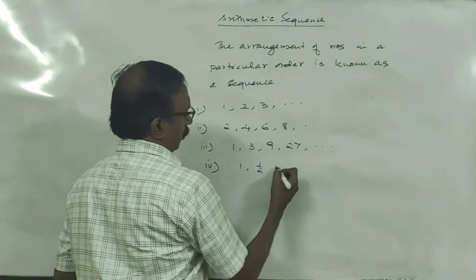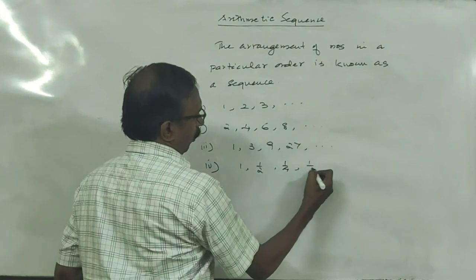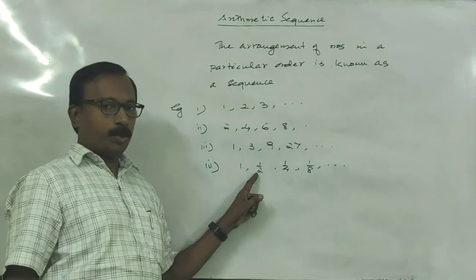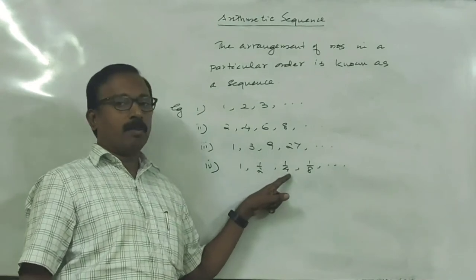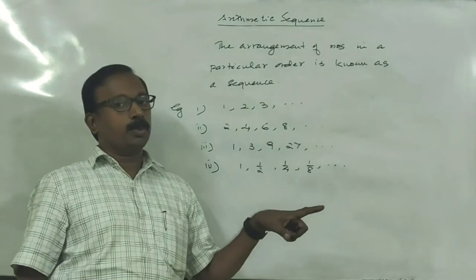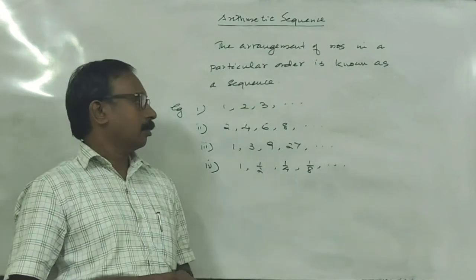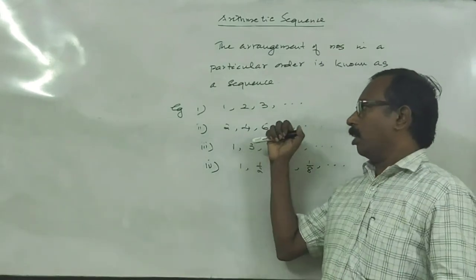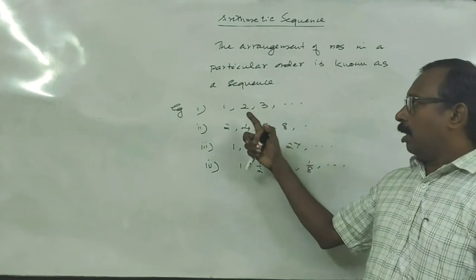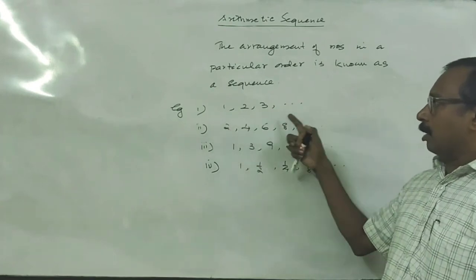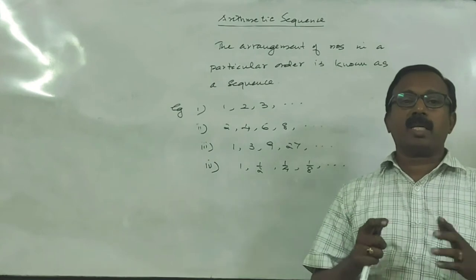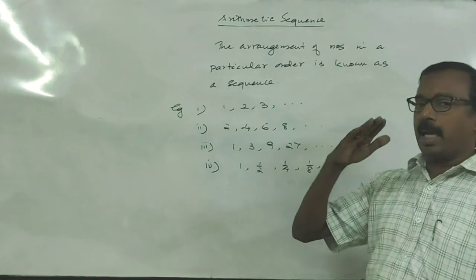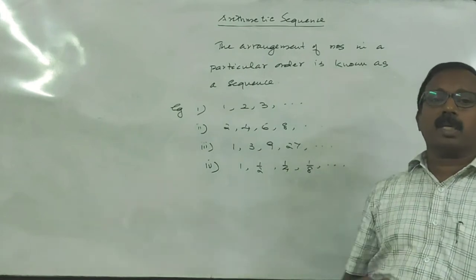Next is 1 by 2, 1 by 4, 1 by 8, etc. Here, 1 into 1 by 2 is 1 by 2, 1 by 2 into 1 by 2 is 1 by 4, 1 by 4 into 1 by 2 is 1 by 8, etc. These are all sequences. And some of these sequences are known as an arithmetic progression, or arithmetic sequence, where each number is obtained by adding a fixed number to its preceding number, isn't it?